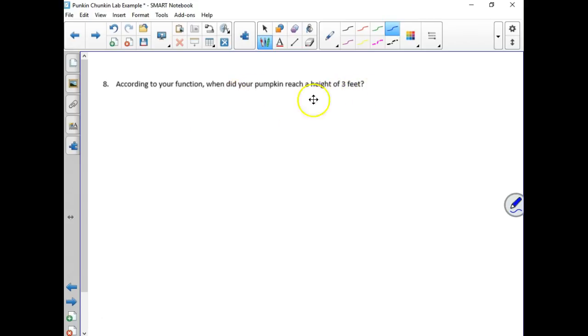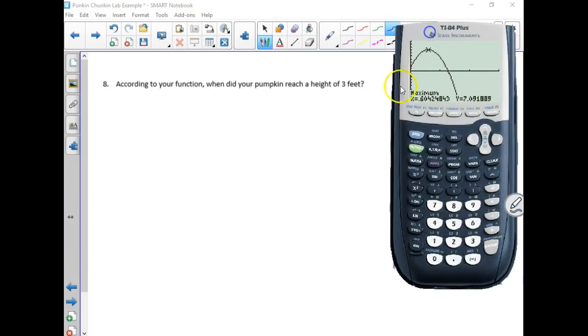Or if your pumpkin really didn't go far, when did your pumpkin reach a height of 1 foot? But mine is fine to use with 3 feet, and most of you should not have a problem with that. So you can leave the problem as it is if that's the case. Number 3 is going to go right here on our y2. We're going to hit graph, and that'll put us a horizontal line there at 3.